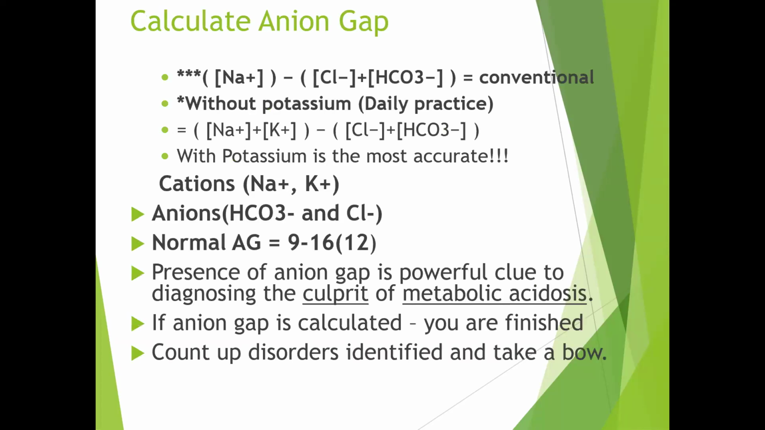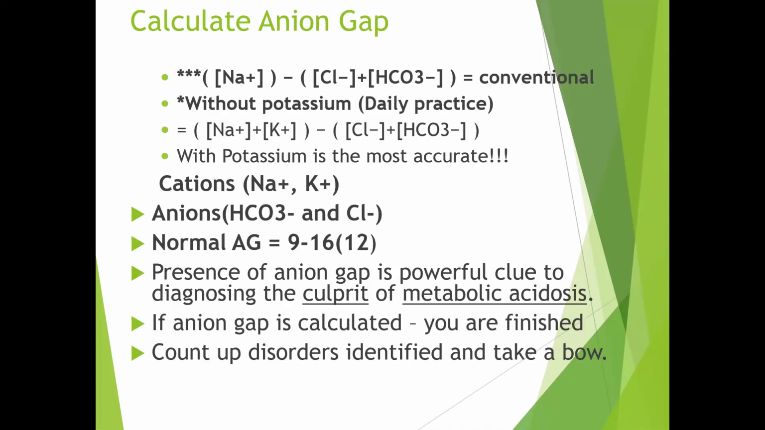Anion gap. The more precise formula is all your cations added together minus all your anions. However, if you do that precise method, it changes the range. The conventional method is to ignore potassium and just have chloride and bicarb together and subtract it from sodium. And if you use that formula, which is the formula I use on my exam, the range is what? 9 to 16.